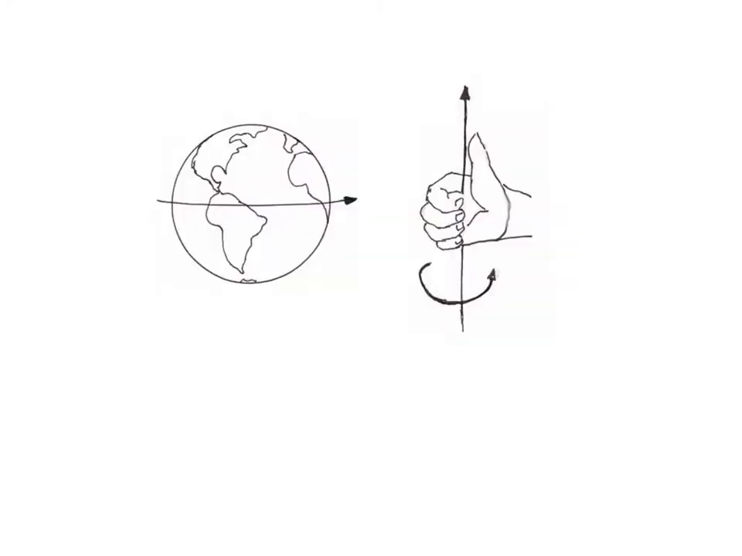And to understand the model, we need to understand spin. We have here a representation of the Earth, and we have a North Pole and a South Pole. On the right here, we have a right hand. The fingers are curving around, showing the direction of spin, and the thumb points to the north.